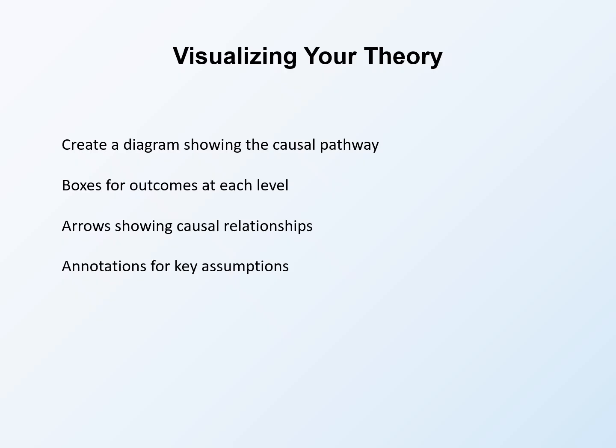Add annotations for key assumptions. What must be true for this arrow to hold? You might put assumptions in a different color or in call-out boxes. The visual makes it easier to see the full picture, to spot gaps in logic, to identify where assumptions are weakest, to communicate your theory to others.